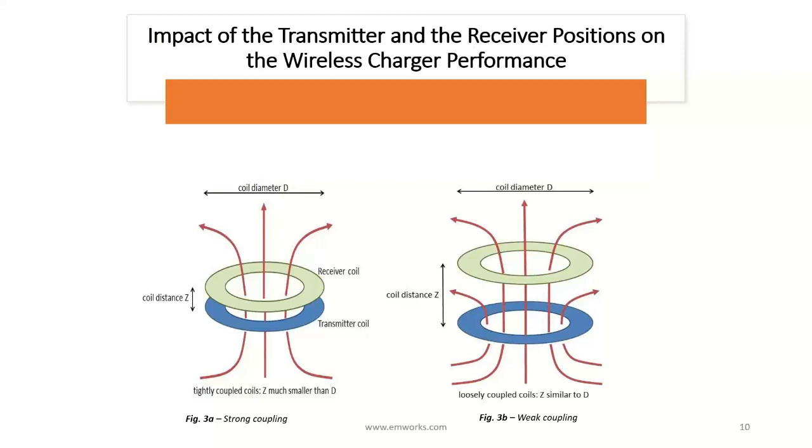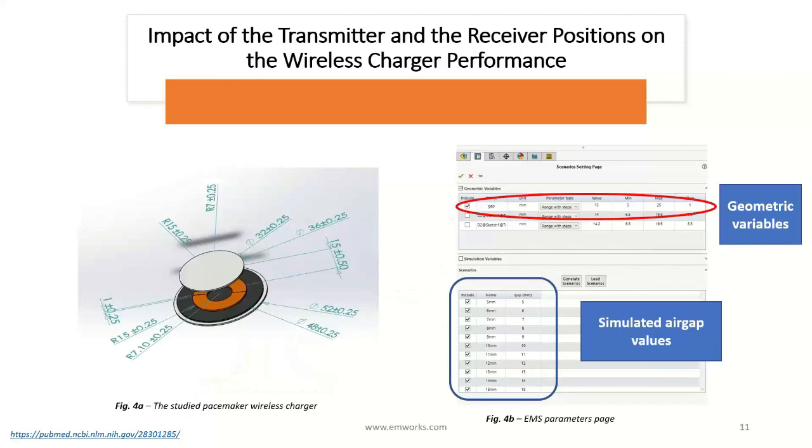In addition to axial air gap, the distance between both coils, the relative position of the transmitter and the receiver coils can have lateral and angular misalignment. All of these situations will be studied and discussed in the upcoming slides.